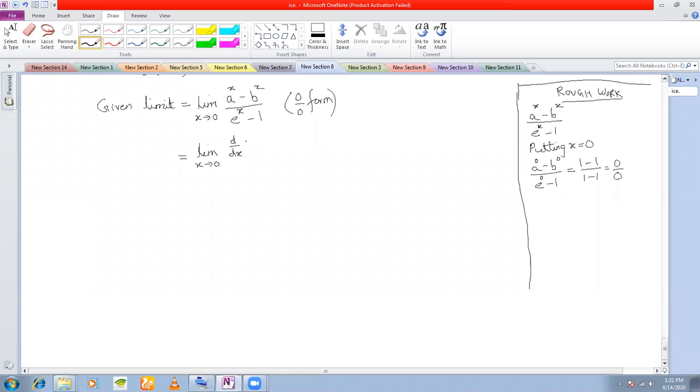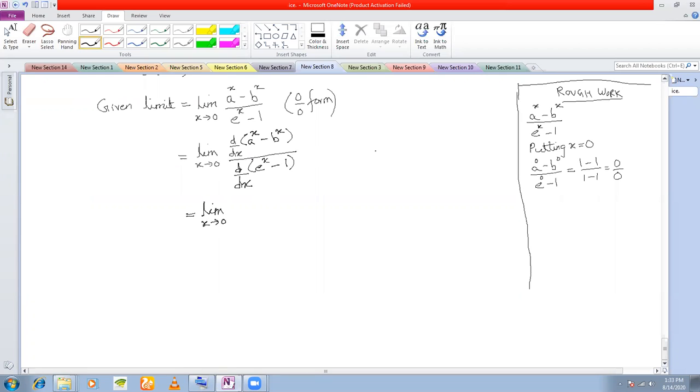So limit x tends to 0, d/dx of a to the power of x minus b to the power of x, divided by d/dx of e to the power of x minus 1. Okay, and in the next step, limit x tends to 0.